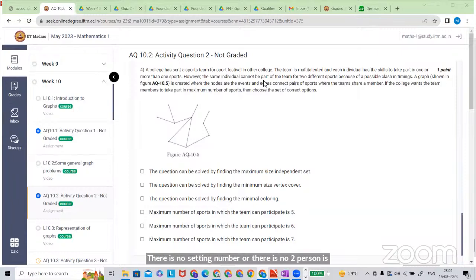But we want to find what that is. The college wants the team members to take part in the maximum number of sports. So between these two sports, there is no person involved, there is no person sharing. Then we want the maximum number of sports. If you choose this sport, then we cannot choose this sport, but we can choose this sport.